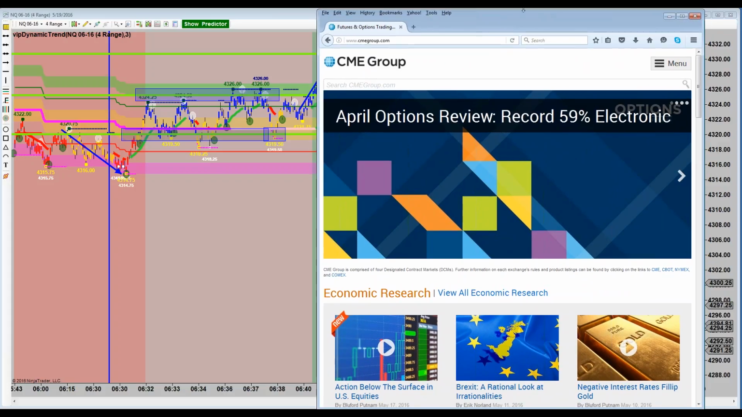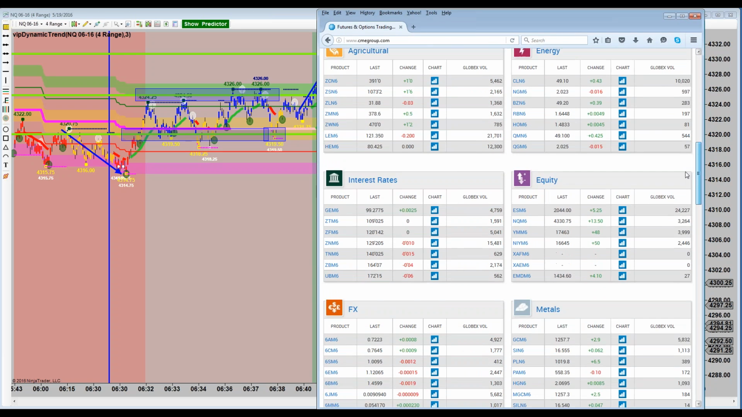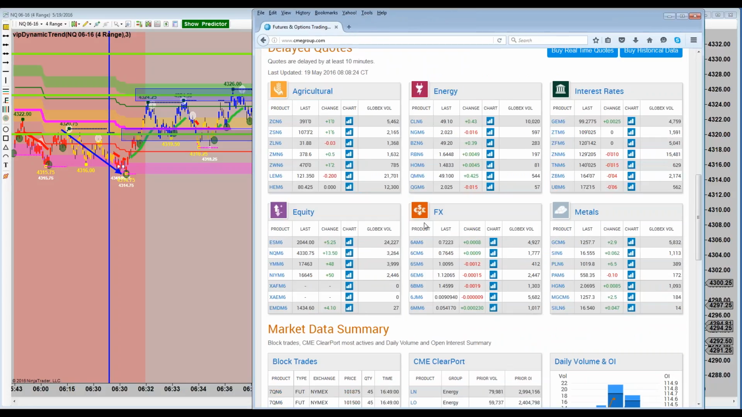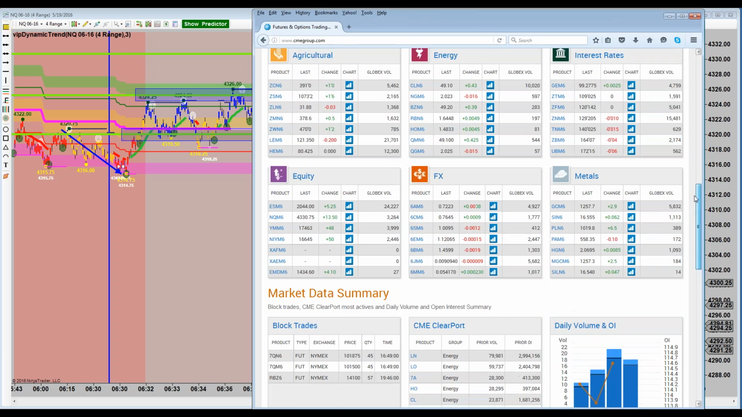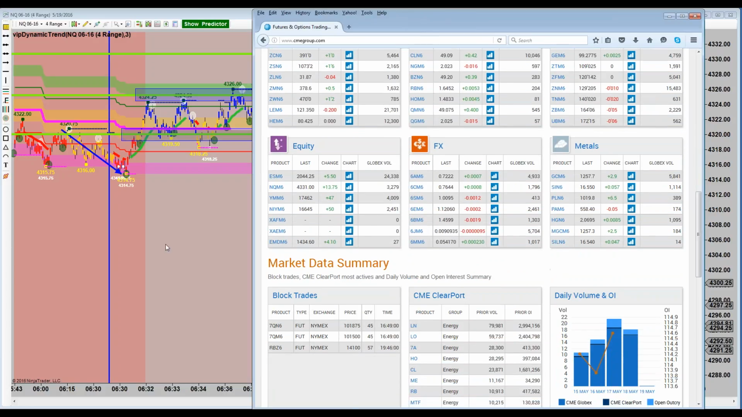All right, everybody should bookmark this webpage, cmegroup.com. Okay, you're going to go down here. The equity instruments are located. It's the exchange where the futures are traded, CME. Everybody knows that, Chicago. You're going to see right in here that the equities are located right here. So here's E-mini S&P, here's NASDAQ.